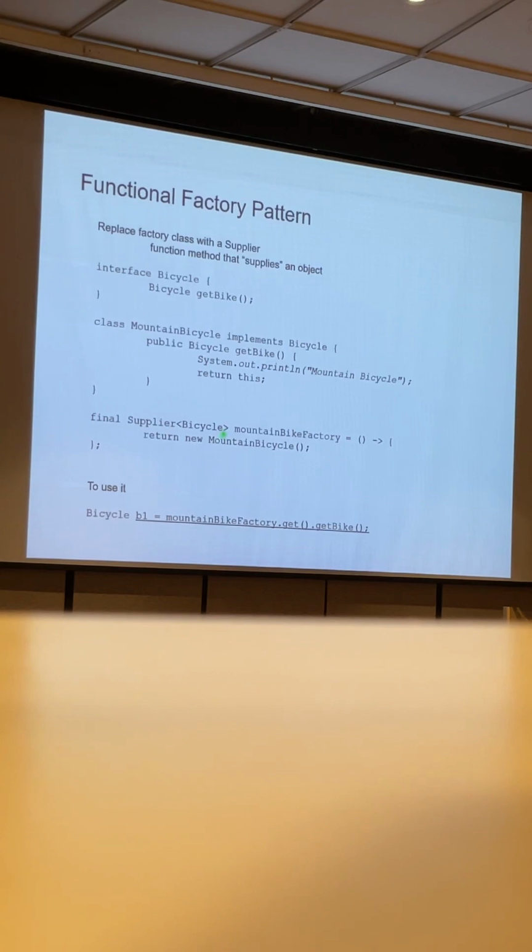The supplier is just a class that is defined in the JDK. It is generic, so it takes a type argument, bicycle, and then it takes a lambda function that determines which bicycle is going to be created. So mountain bicycle is simple. This is the notation of a lambda function, an anonymous function that takes nothing and returns a new mountain bicycle. You don't have to use lambda functions, but they're convenient here.